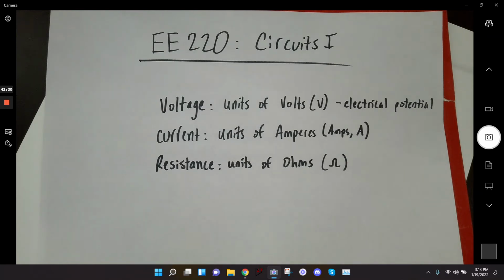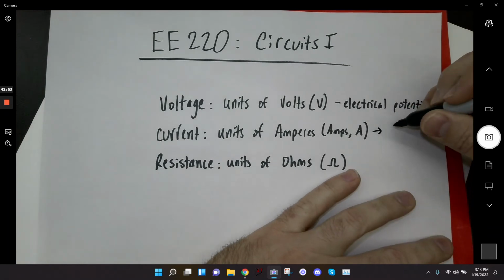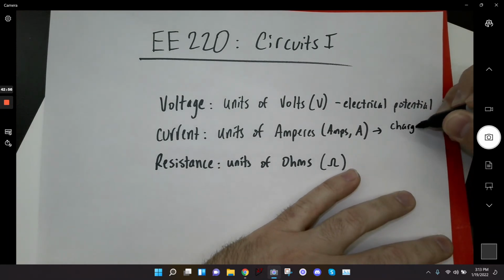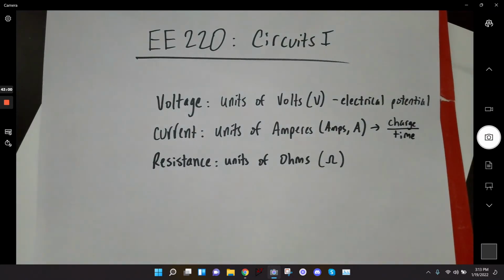If you have a really large resistance, that means that device is resisting the flow of electrical charge. If you have a really low resistance, it's not very resistant to the flow of electrical charge. And so basically, current is just telling you how much charge is actually flowing. So current is literally, by definition, charge per time. So it's how much charge is flowing per unit of time.